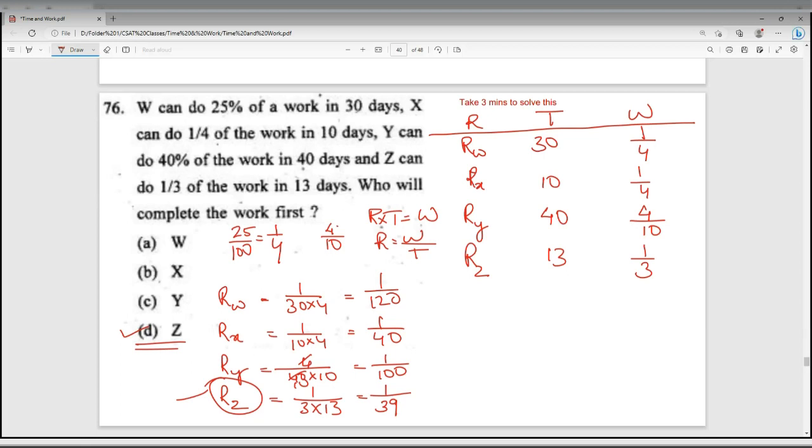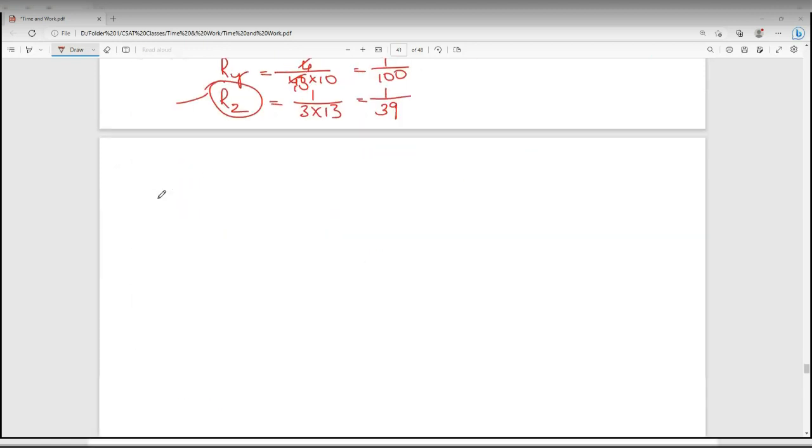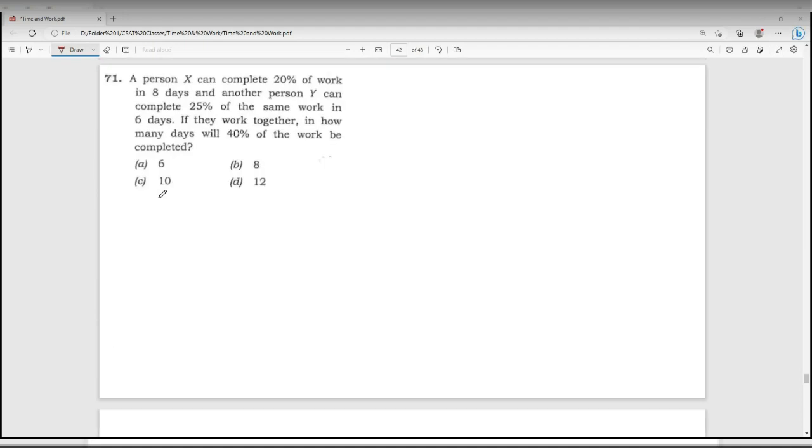If you have any doubts, please ask. If there is no more doubt, we'll move to the next question then. I hope you have understood this question. So we'll move to the next question. Please take 3 minutes to solve this.